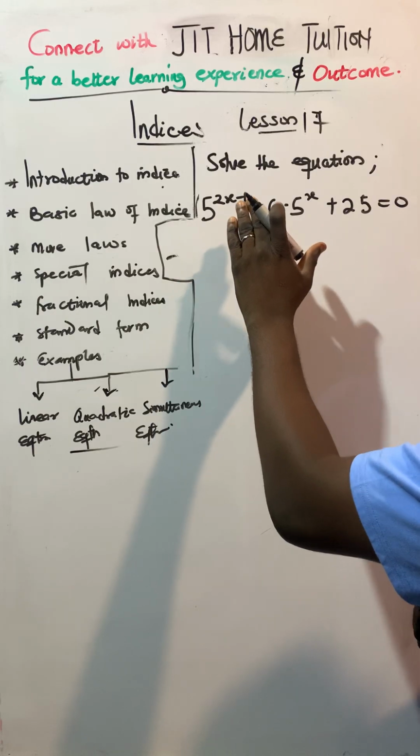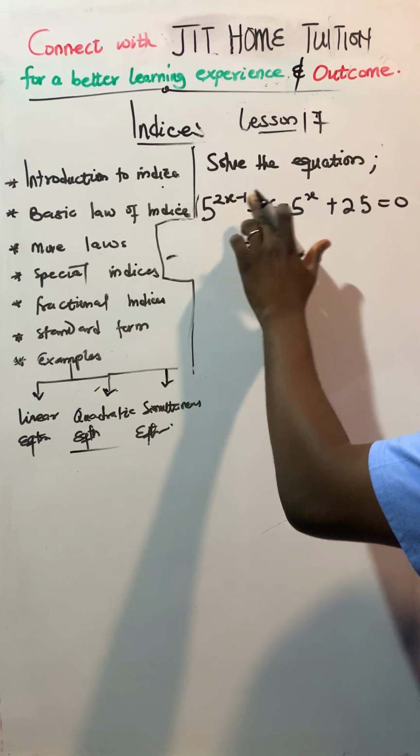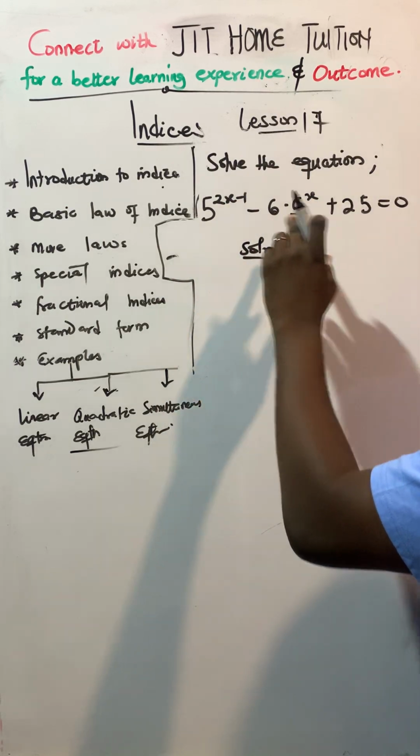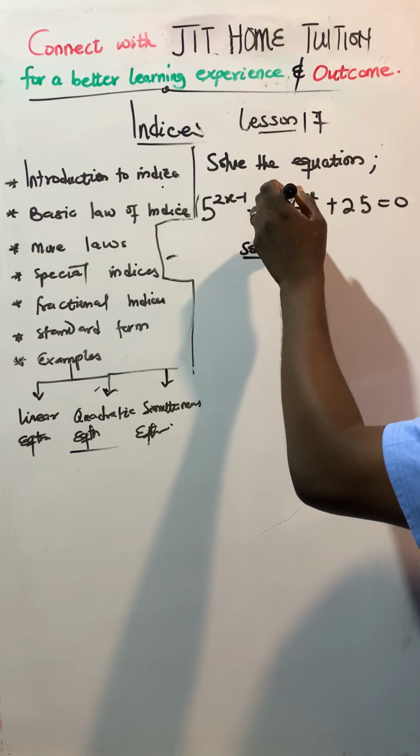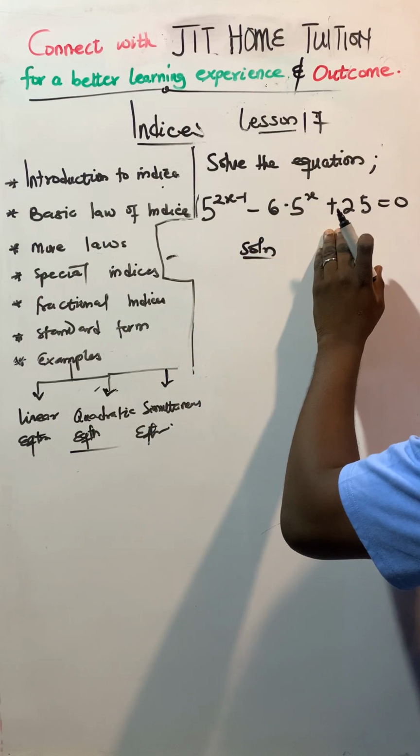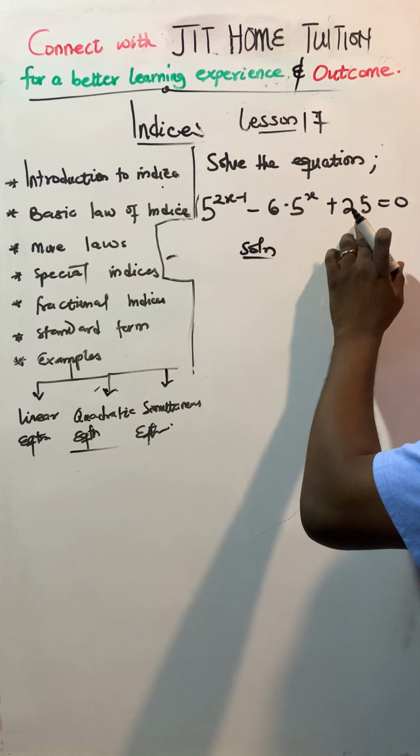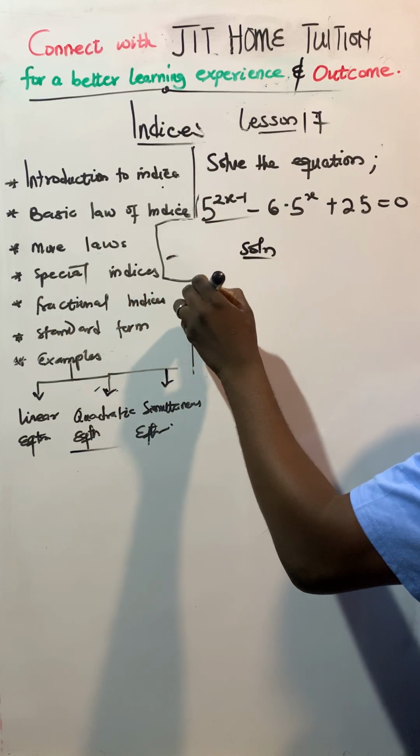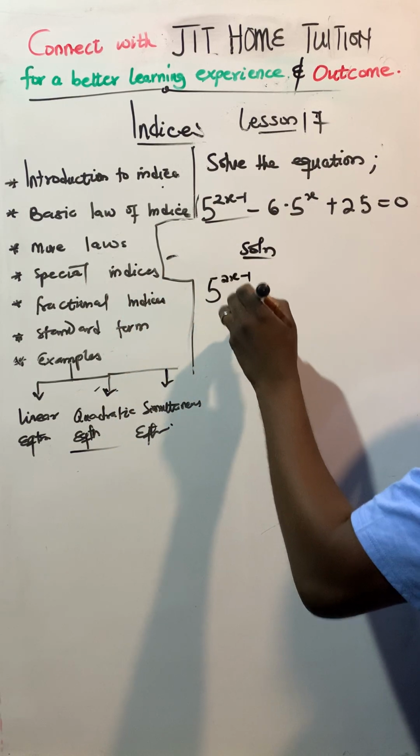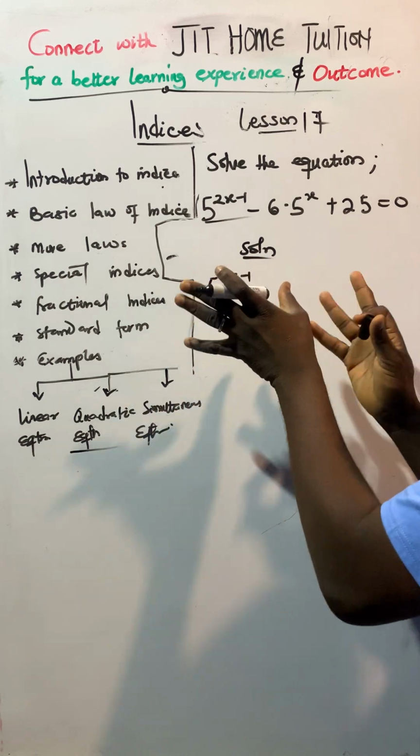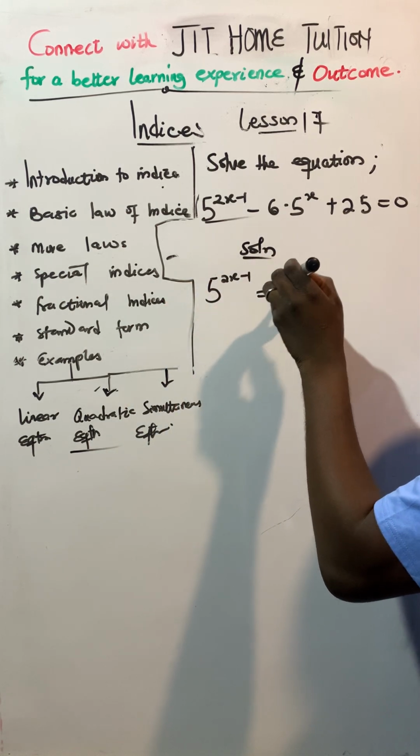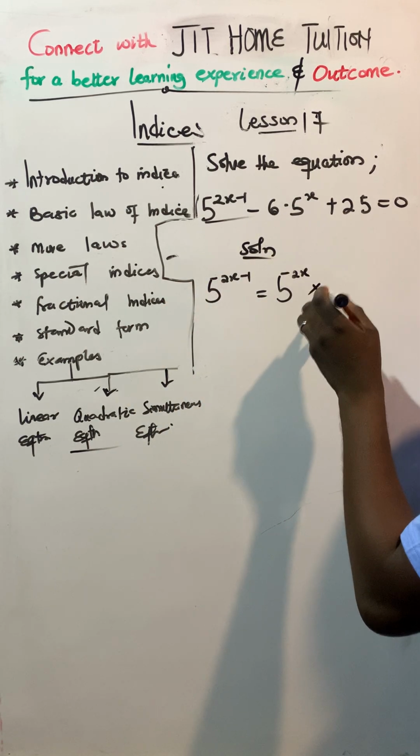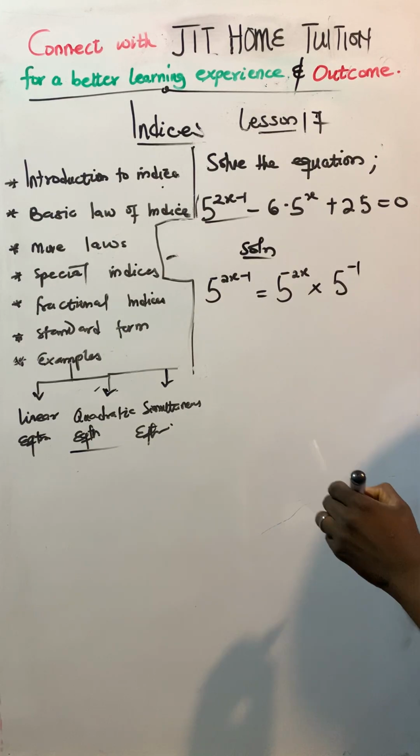Now the question is saying: solve 5 exponent 2x minus 1, minus 6 point, where the point here means that they are multiplying, 5 exponent x plus 25 equal to 0. So let's pick this one first. We have 5 exponent 2x minus 1. You can expand this to have 5 exponent 2x times 5 exponent negative 1.